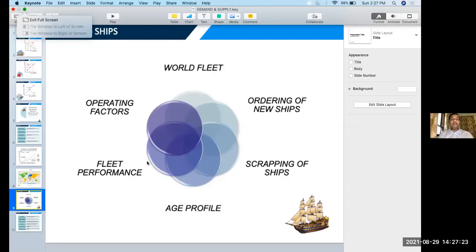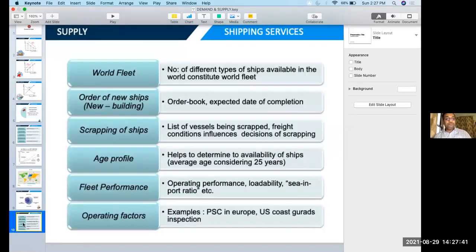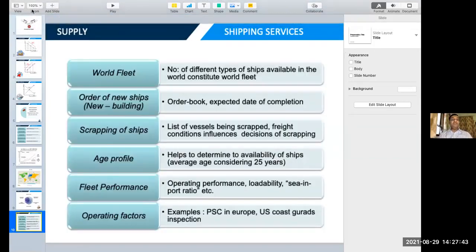So we will be discussing what are the factors which influence supply of ships. It will take me 5 to 10 minutes. Very easy. Number one is the world fleet, ordering of new ships, scrapping of ships, age profile, fleet performance, and operating factors. Okay. Let's look at each of this.